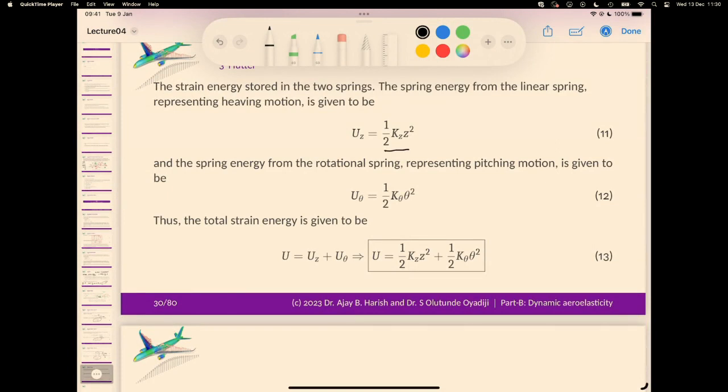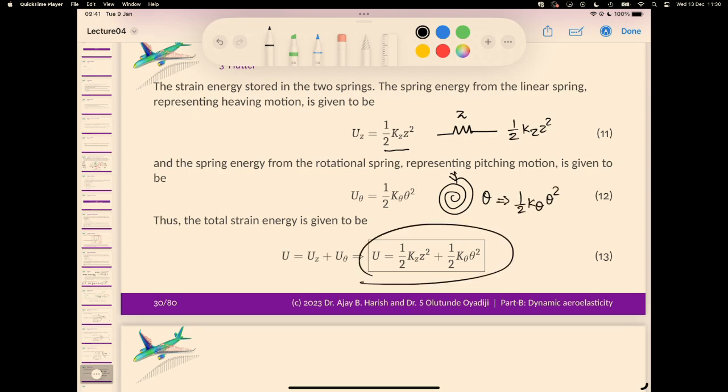So then we have two springs. One is our linear spring. We have a linear spring where, let's say, the stretching is z, so half kz into z square. And then we have a rotational spring, which is undergoing some deformation by theta. So that means we have half k theta into theta square. So that gives our spring energy, right?